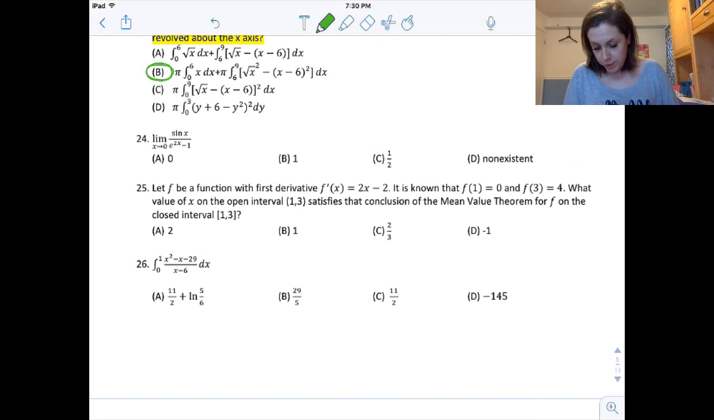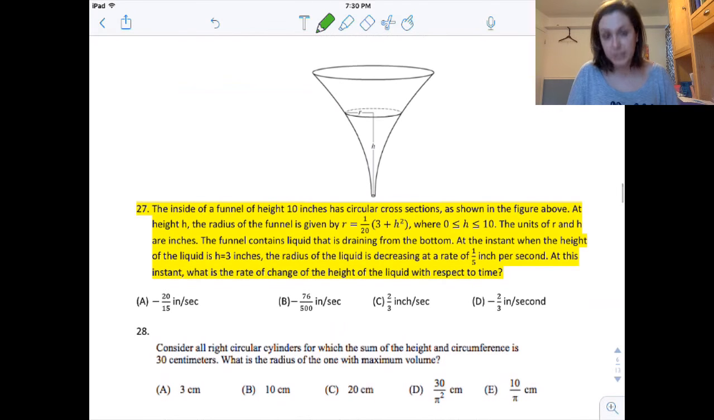Okay. All right. So let's look at another one. Let's look at 27. This was a free response two years ago, and it caused mass chaos. It was the funnel problem that came from nowhere, and people freaked out. So let's talk about it.